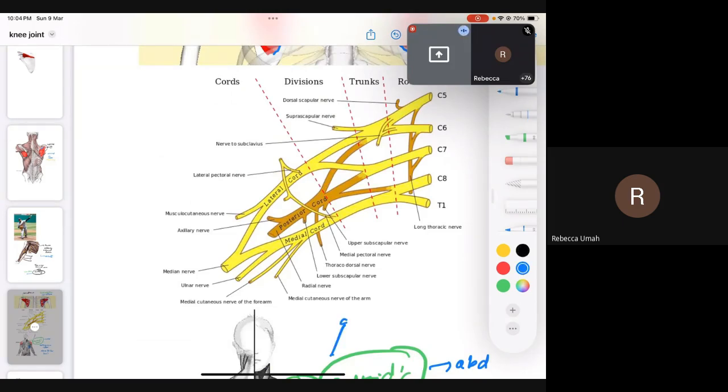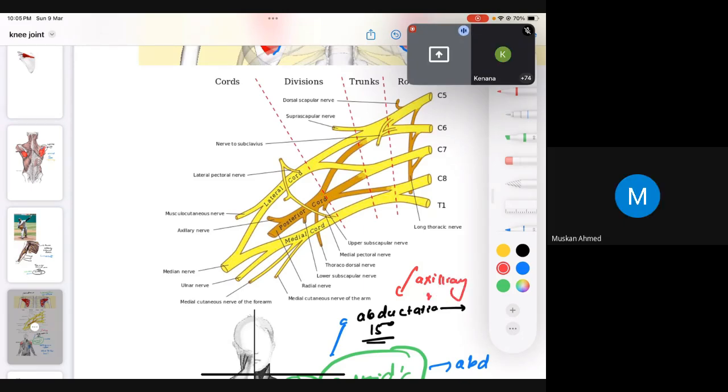Okay, it's abduction above 15 degrees, right? You already know that. Above 15 degrees, abduction is going to occur due to your deltoid muscle. And we know the innervation as well, the axillary nerve, right? Yes. Okay, that's perfect.